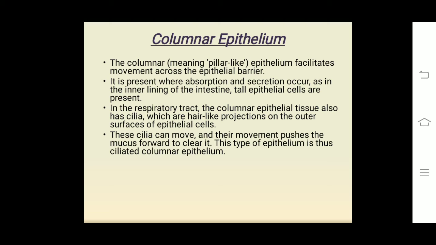In the respiratory tract, the columnar epithelial cells also have cilia, which are hair-like projections on the outer surfaces of epithelial cells. These cilia can move, and their movement pushes the mucus forward to clear it. This type of epithelium is thus ciliated columnar epithelium.